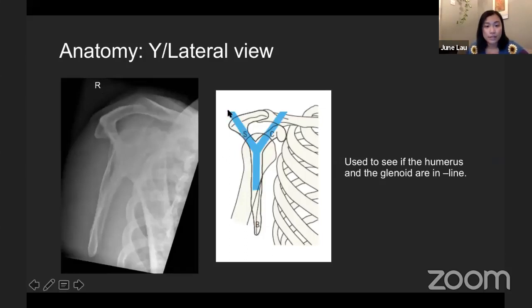And like I said, this is your Y view. You're seeing the scapula on its side. You're going to have your acromion coming through like this, your coracoid in the front. So acromion is always posterior, coracoid is anterior. And then they all kind of come to a midpoint where the glenoid is, and you basically want to make sure that your humeral head is bang on in the middle of the Y.